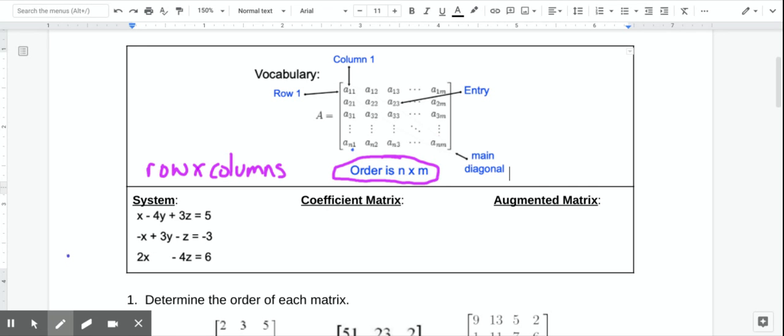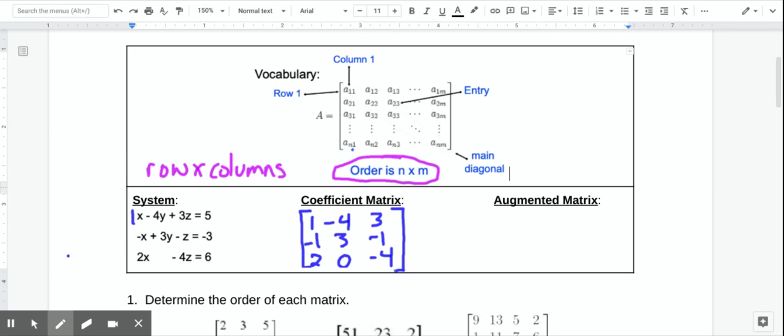All right, so next is something that we're going to work on called a coefficient matrix. And we're going to use this when we solve systems of equations. So the coefficient matrix is just all the coefficients. So in this first equation, our coefficients are 1, -4, and 3. In our second equation, the coefficients are -1, 3, and -1. And then the third equation, it is 2, 0, and -4. So it's just a way of writing the system of equations without the variables.